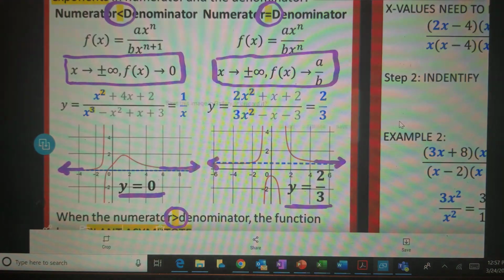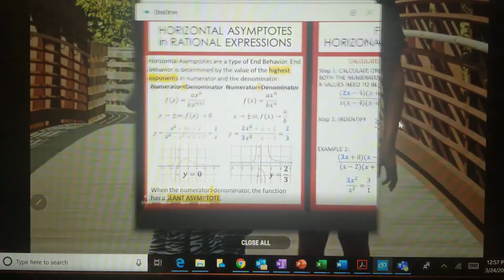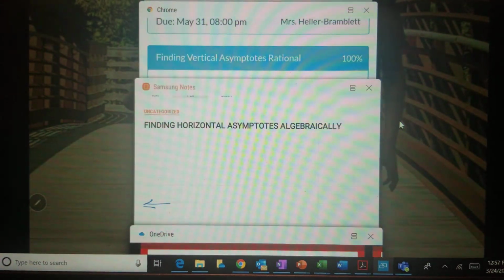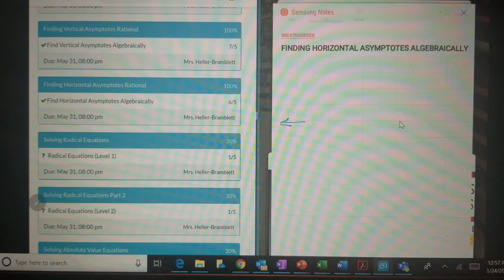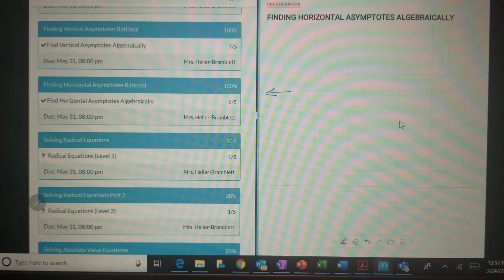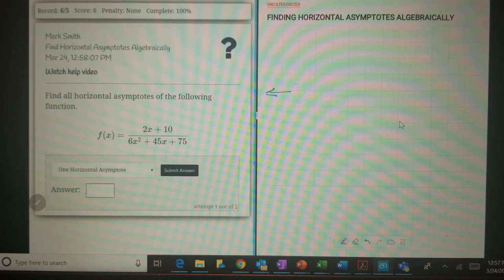All right. So let's head for that assignment. There it is right there. And here's our handy little scratch pad. All right, so we are doing this assignment right here. Find horizontal asymptotes.